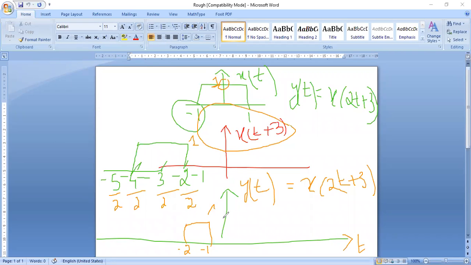Have you all understood how to get the answer y of t is equal to x of 2t plus 3? Yes, ma'am. So I think you understood the rule. Which rule? Second one, can you explain again, ma'am? Yes, ma'am. You understood the precedence rule, right?